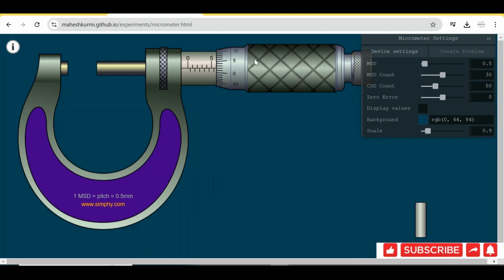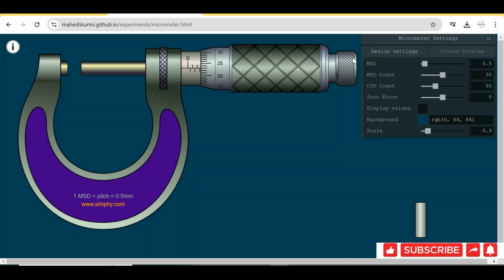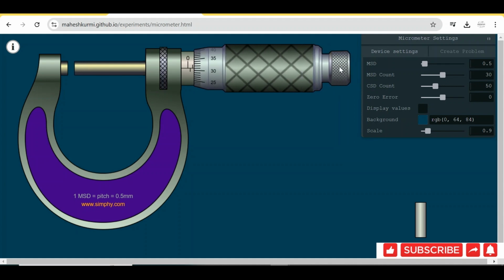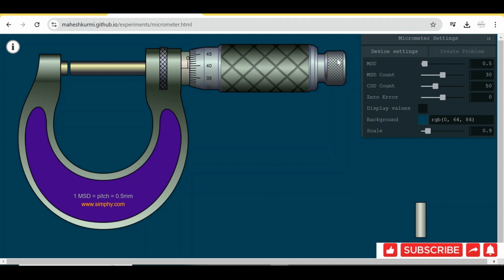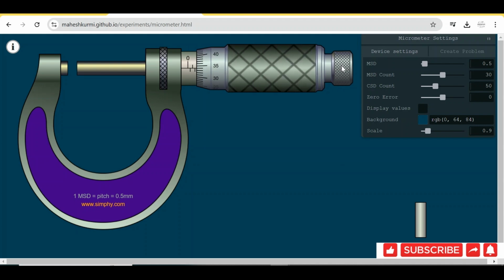Now this is the main scale, you can rotate it. Here you can fit anything like a pen or paper, whatever thickness you want to measure. You can fit it here and rotate this. Actually you can rotate from this last edge. Say I fitted something here. Now I want to take the reading.